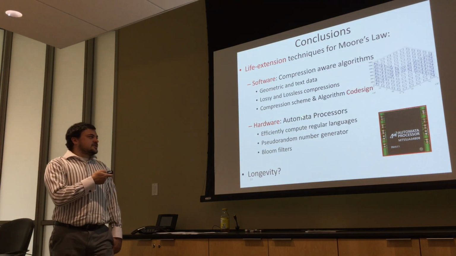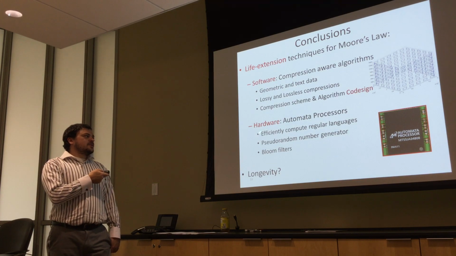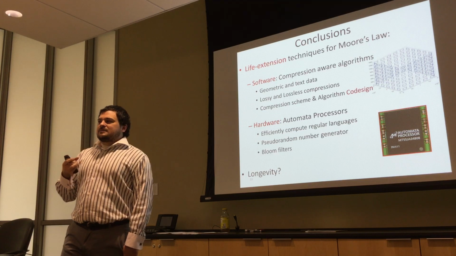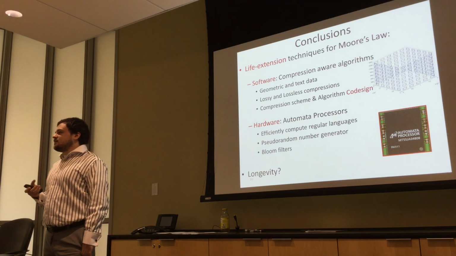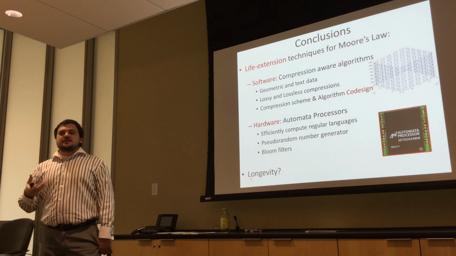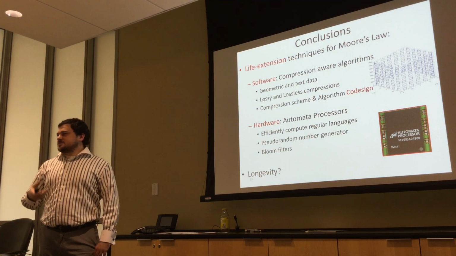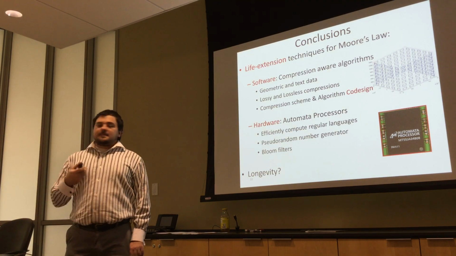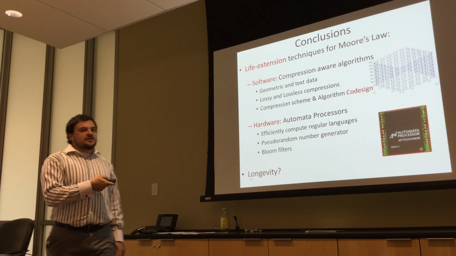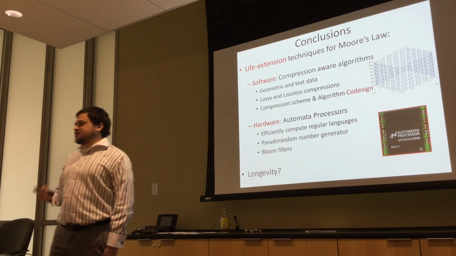In the hardware case, we looked at automata processors, where we showed that they seem to be actually fairly efficient hardware for simulating regular languages, for computing regular languages. And we expanded our idea for the problems that could be solved by automata processors by providing a way of doing pseudorandom number generation, which intuitively shouldn't have worked.